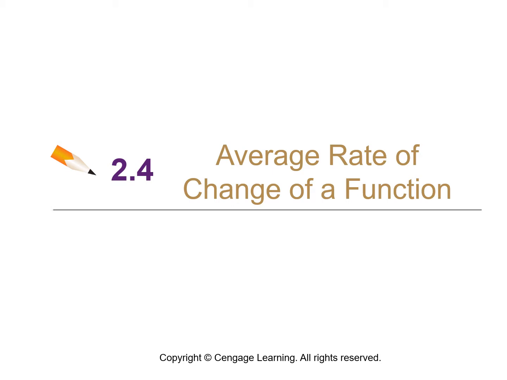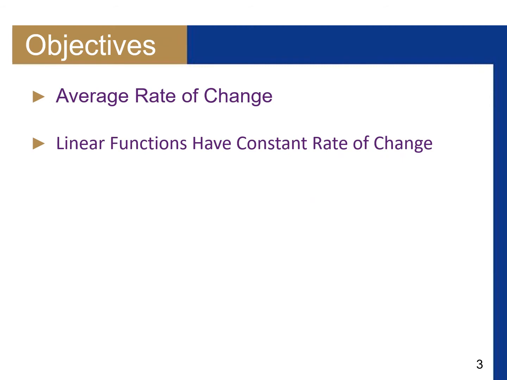Okay, so now we move into average rate of change of a function. Now we're starting with calculus language, average rate of change. And the first thing that you're going to discover is that the average rate of change is only the slope. So we're going to look at average rate of change, and we're going to look at linear functions that have a constant rate of change.